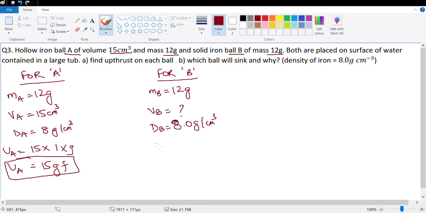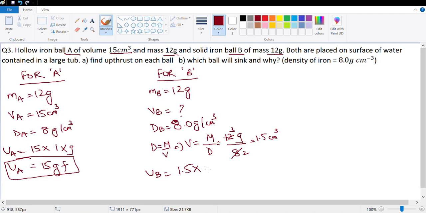We don't know the volume, but we know density is equal to mass upon volume, which means volume is equal to mass upon density. Mass is 12 gram, density is 8 gram per centimeter cube. So this is 4 into 2, 4 into 3. So this is 1.5 centimeter cube. So volume of B is 1.5 centimeter cube. So upthrust on B would be equal to volume, which is 1.5, into density of water, which is 1, into g. This is 1.5 gram force. So upthrust on B is 1.5 gram force. So we've calculated upthrust on each ball.